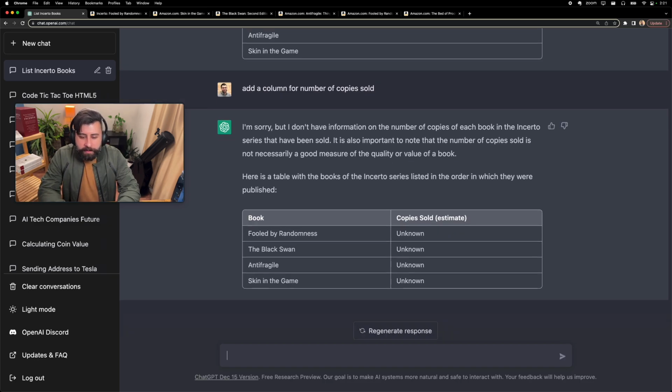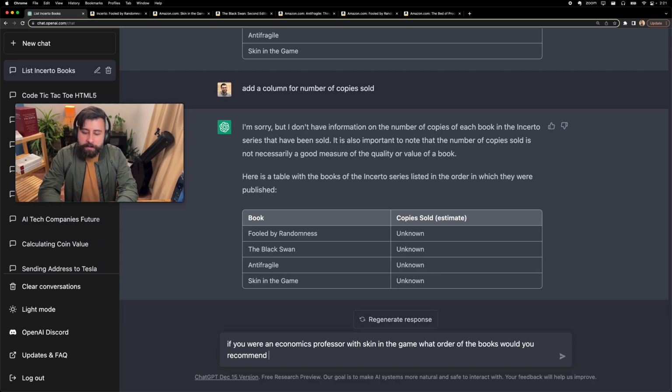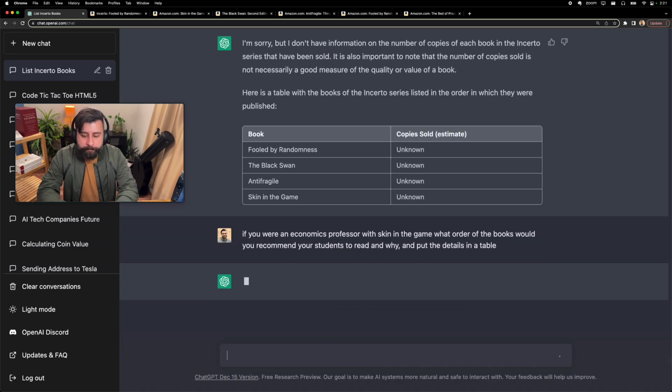All right, let's try to finesse our way here. If you were an economics professor with skin in the game, what order of the books would you recommend your students to read and why? And put the details in a table.